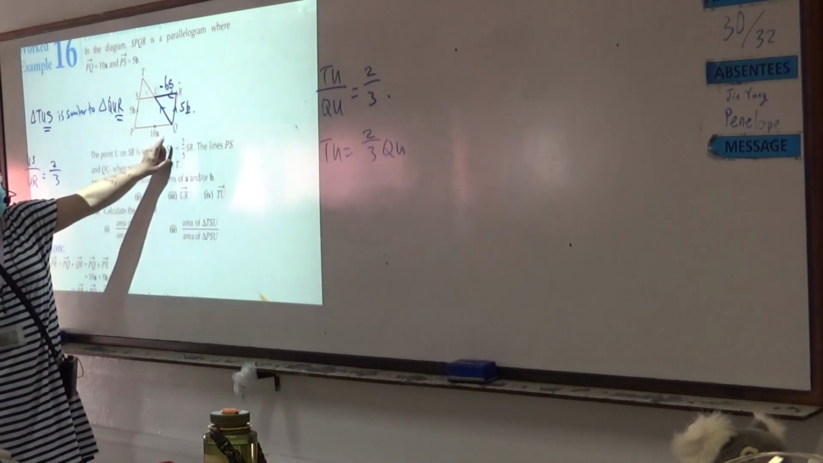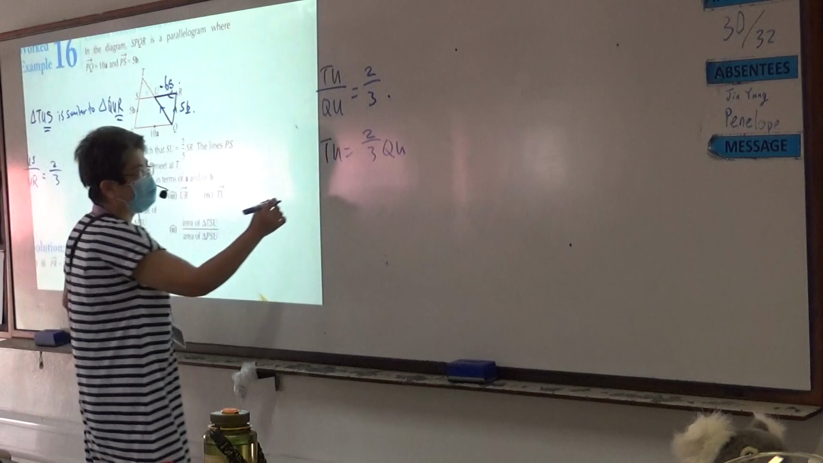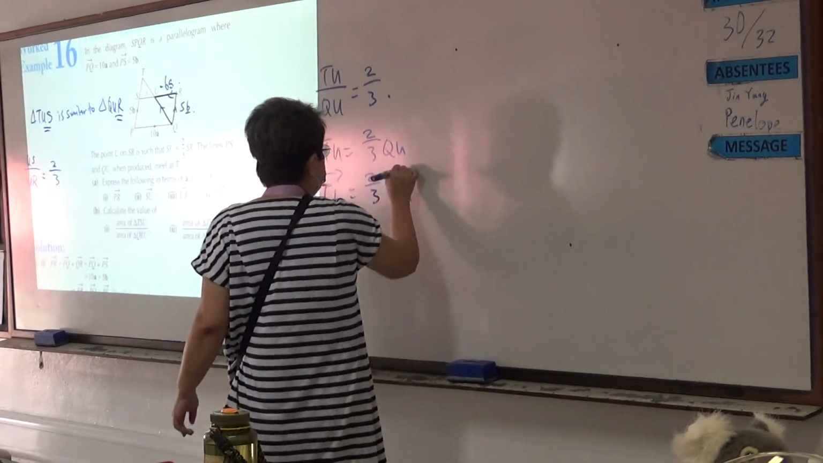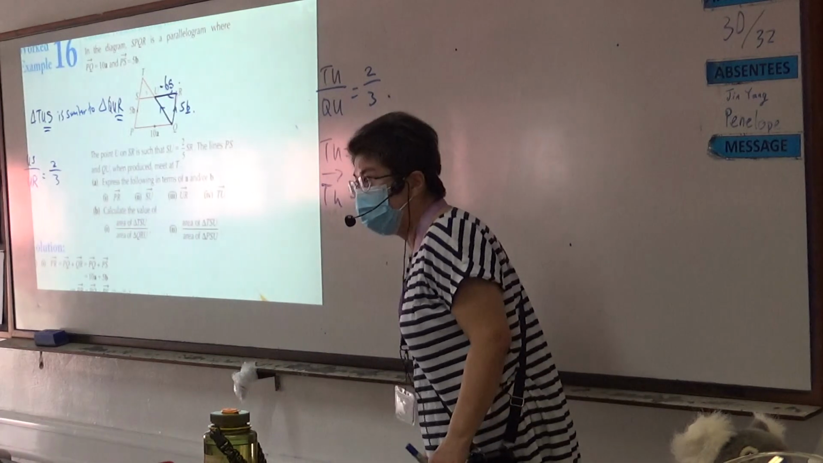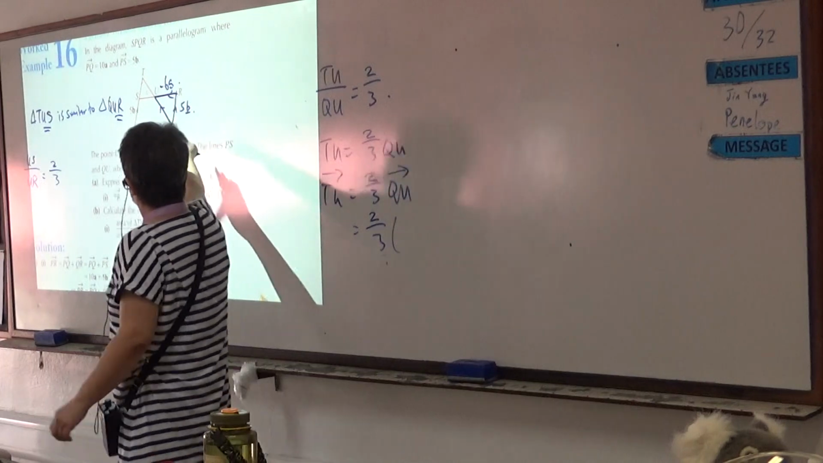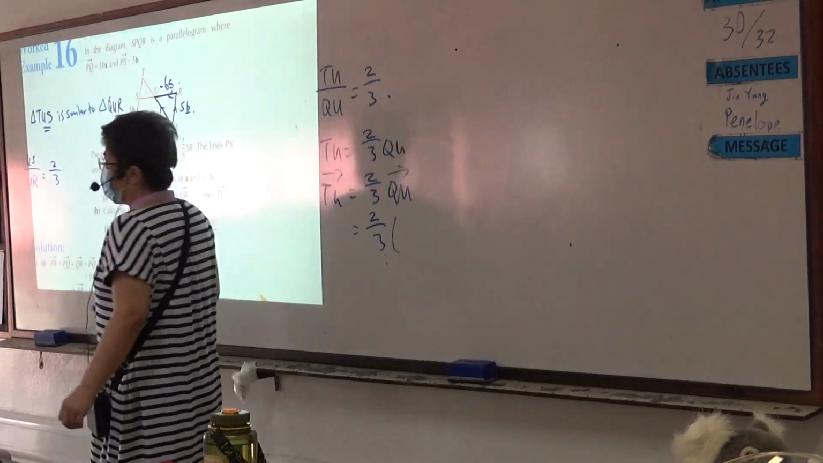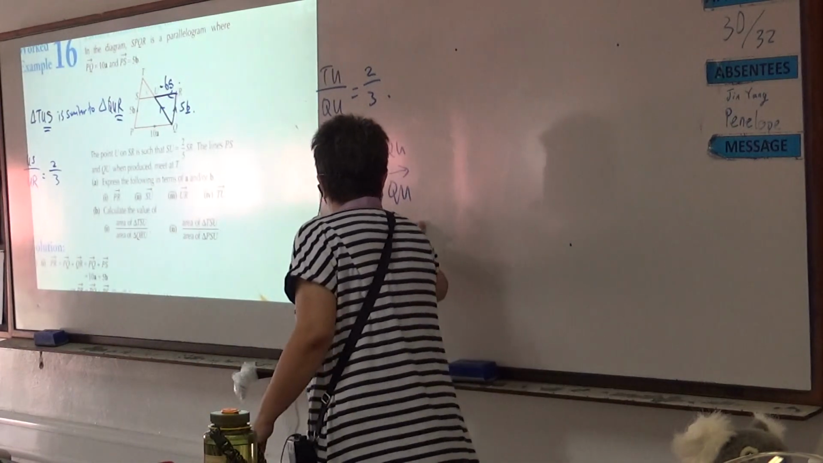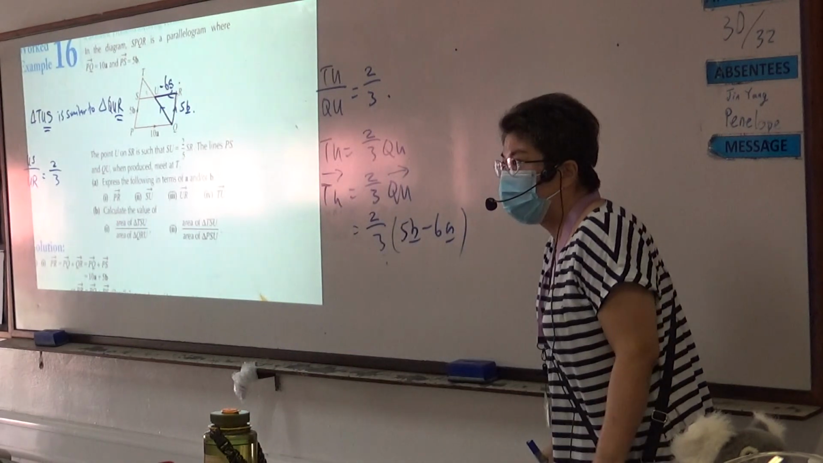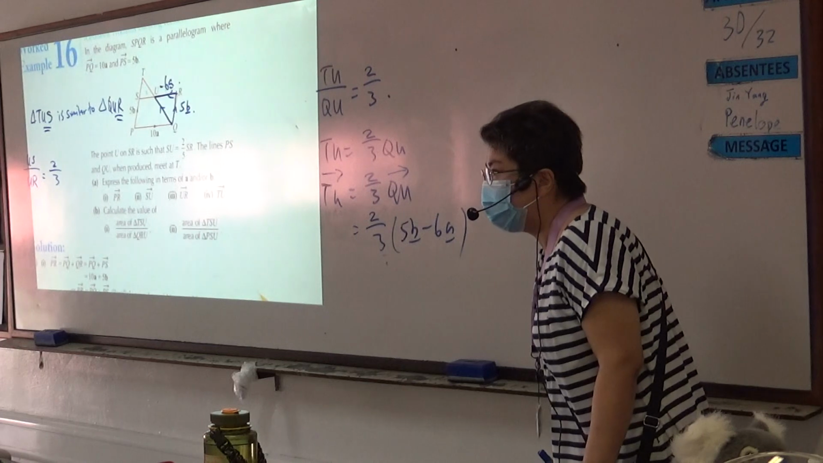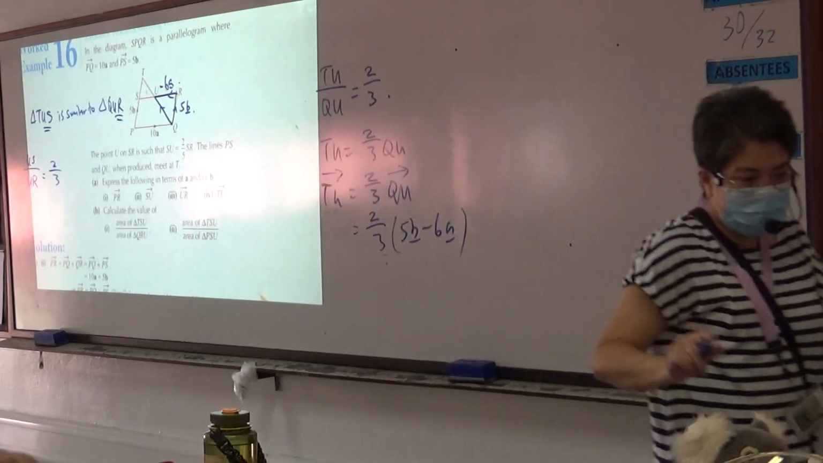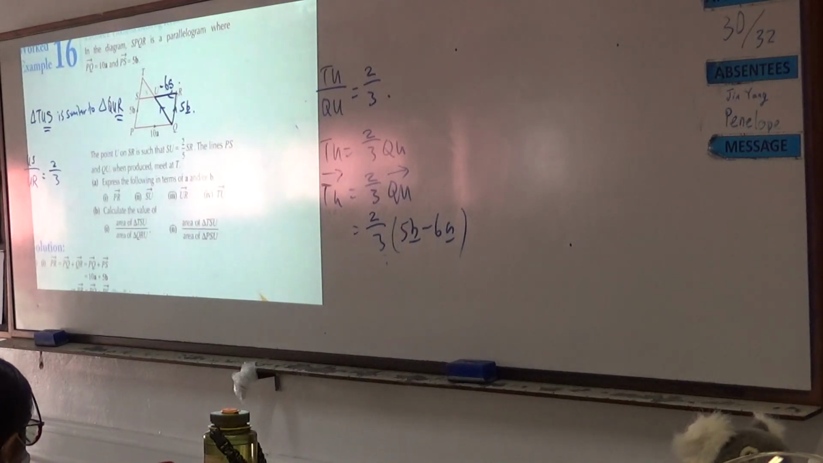So what is QU? When you add the vector, both must be vector already. Okay? QU will be 2/3 of 5B minus 6A, right? Agree? Hey, I'm talking to you. Can see? Okay, so you can either leave it like that.